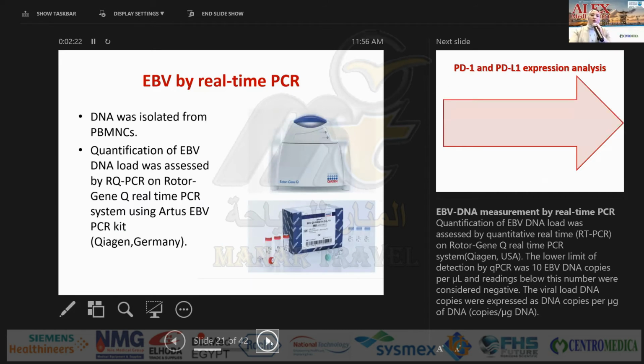Regarding Epstein-Barr virus analysis using real-time PCR, DNA was isolated from peripheral blood nuclear cells. Quantification of the Epstein-Barr virus DNA load was assessed by real-time quantitative PCR using the real-time PCR system.